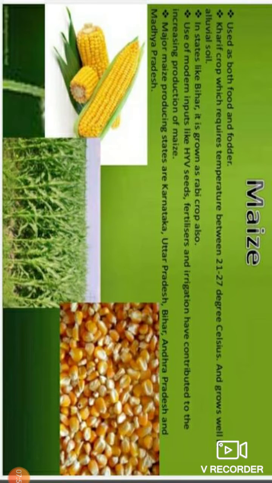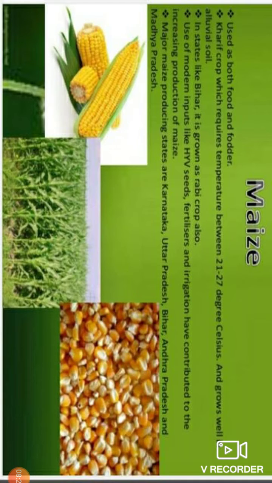And then next we can discuss maize. It's also an important crop, used as both food and fodder. It's a kharif crop which requires temperature between 21 to 27 degrees Celsius, and is grown well in alluvial soil areas. And in states like Bihar, it is grown as a Rabi crop also. Okay, it's a kharif crop, but in Bihar it is grown as a Rabi crop also.